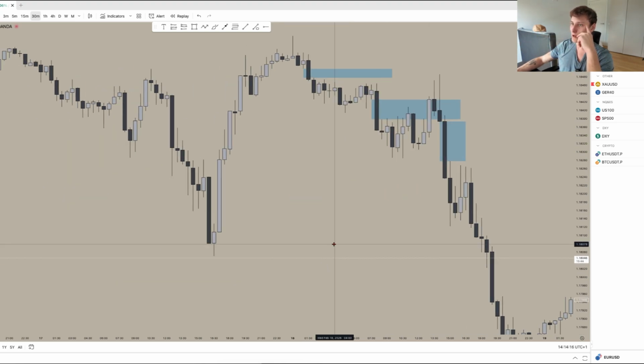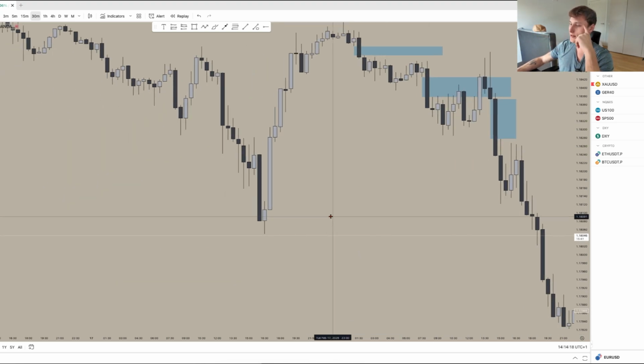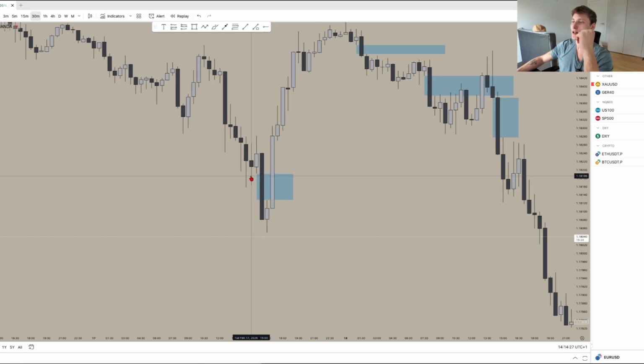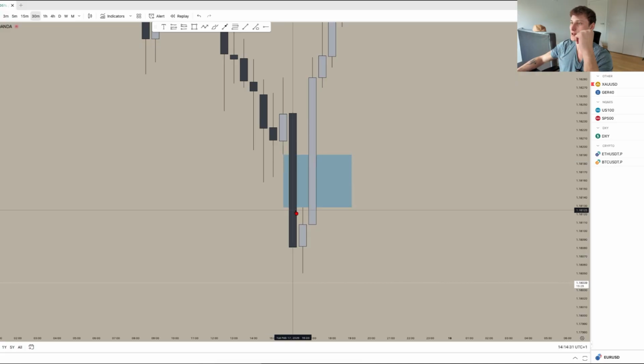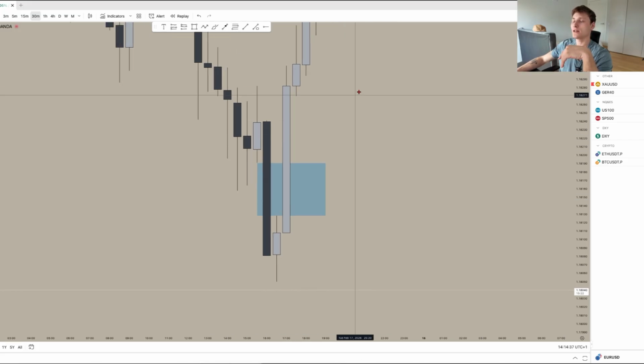IFVG, the inversion fair value gap. This is something that happens when the regular fair value gap gets violated, with the price breaking through it. And here is the reverse of the market, and this is where the fair value gap appears. So this imbalance is perfectly inversed with another imbalance, and we can go longs from this point. It's perfect to see the test of this area and after that enter the longs, but the price could also go straight without a test, and you should be prepared for this.